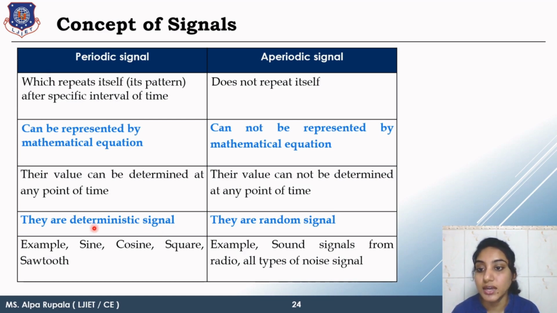Periodic signals are deterministic signals which are determined to repeat themselves. But aperiodic signals are random, and can vary in any form. Some examples of periodic signals are sine wave, cosine wave and square wave, and an aperiodic signal can be any sound signal.